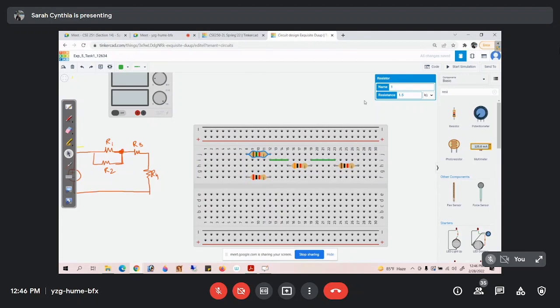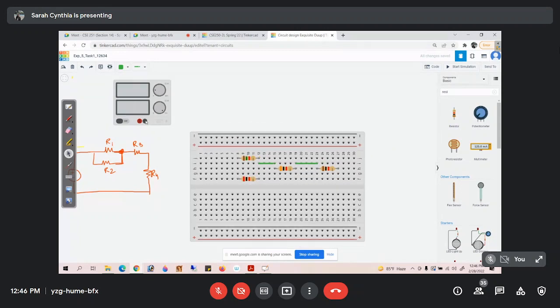Yes, ma'am. Okay, so I have put some random resistance values, but make sure you put the resistance values according to your student ID. Acha, so shall we proceed? Yes, ma'am.